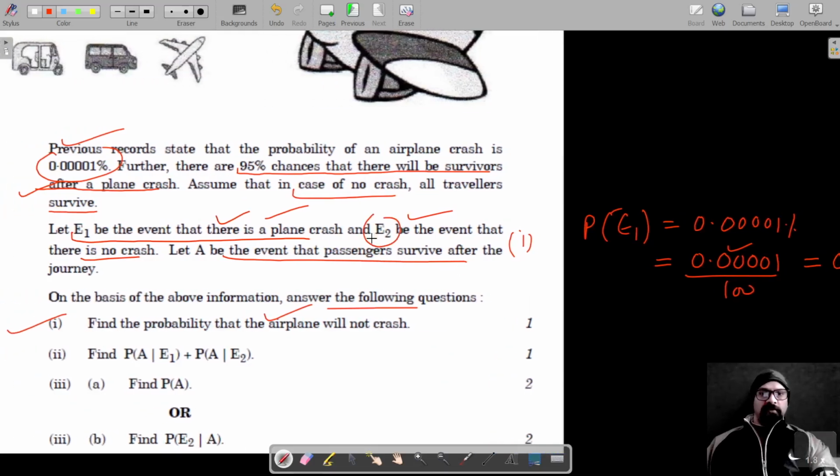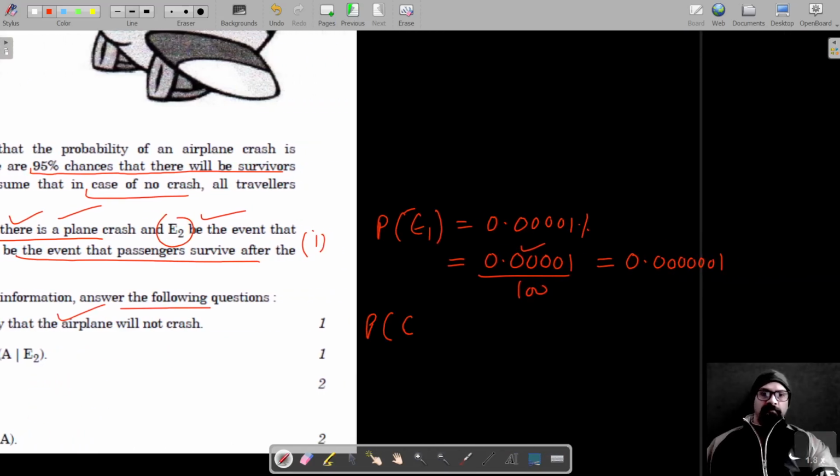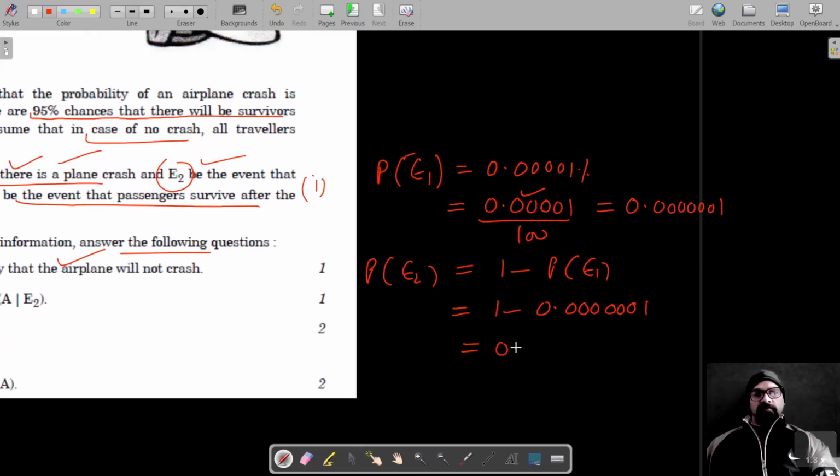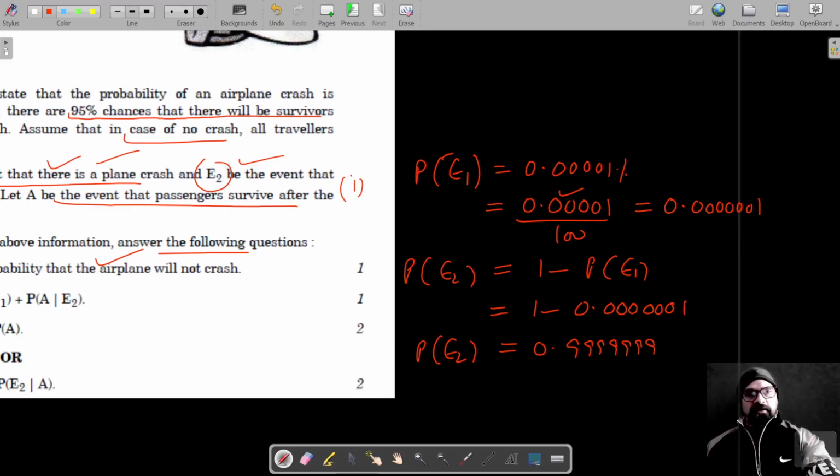But we are asked the probability that the plane will not crash, and for that the event is E2. So the probability of the event that the plane will not crash is 1 minus the probability of the event that the plane will crash. So 1 minus 0.1234567 gives me the probability that the airplane will not crash.